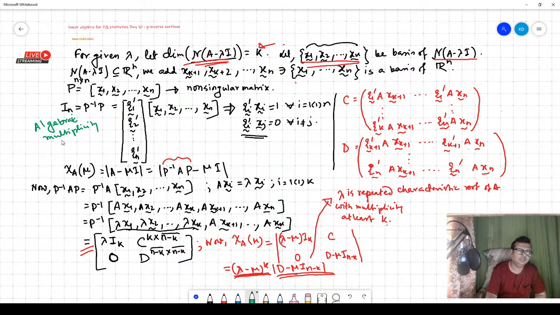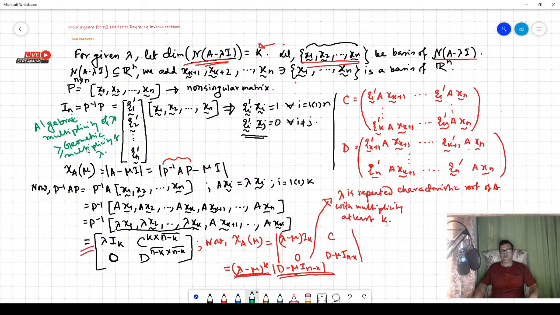Algebraic multiplicity of lambda should be greater than or equal to geometric multiplicity of lambda. So this is the proof. Please tell me if you have any doubt.